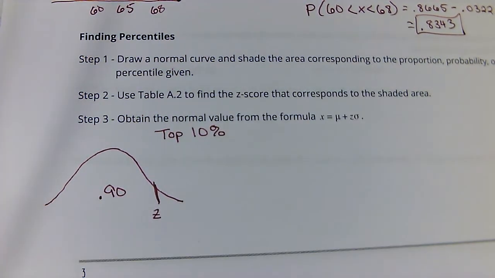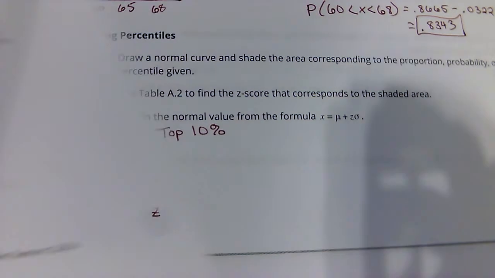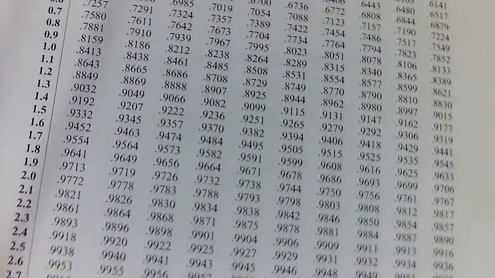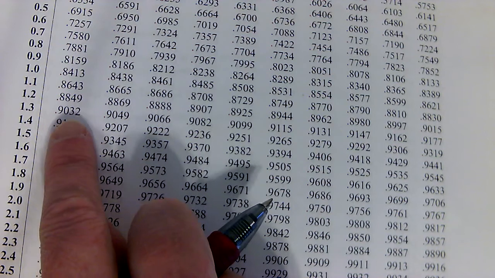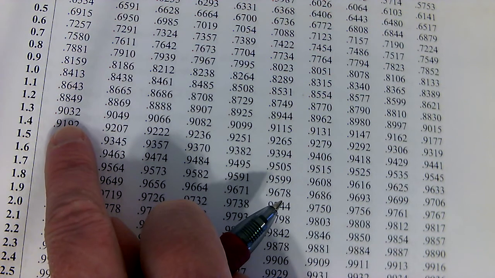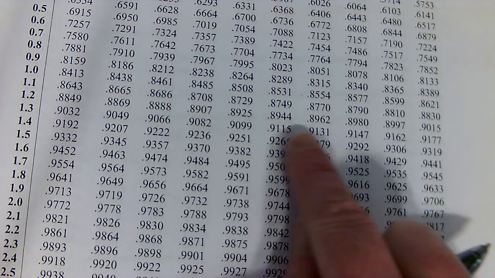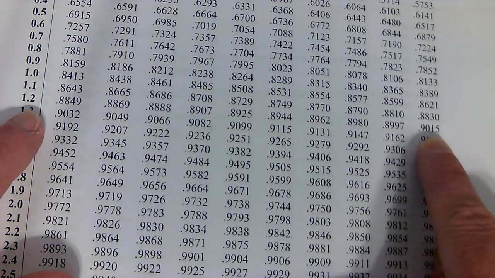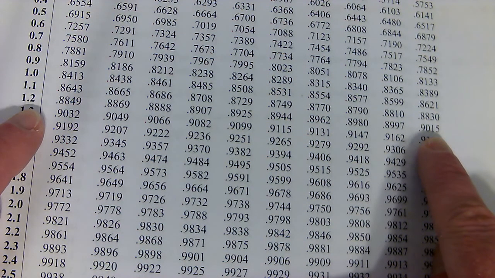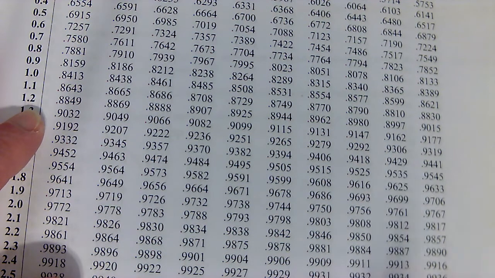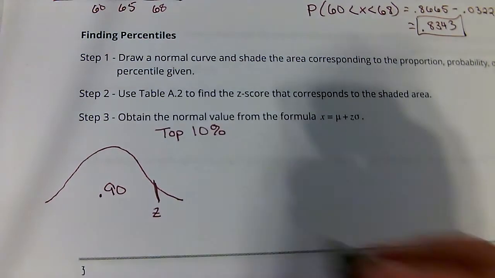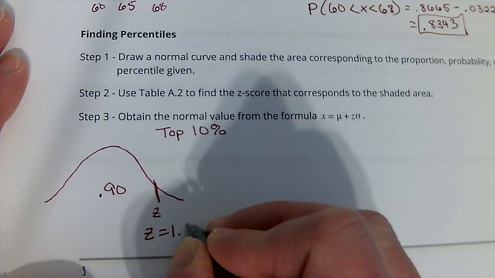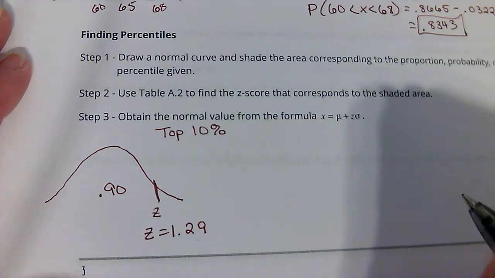Okay, so I'm going to look at my table and try to find 0.9. And I might get close. Let's see, 0.9032. I'm going to go with this, 0.9015. That's going to be 1.29. So the z-score that gives me that is 1.29.